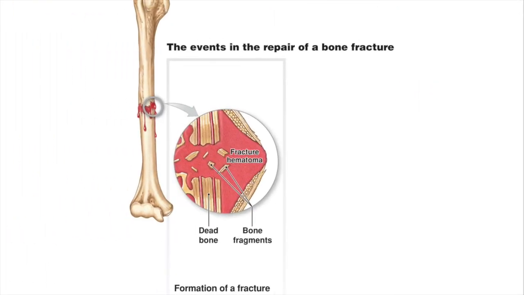Okay, bones can break or fracture, but they repair themselves relatively quickly because they have a very good blood supply. So the first step in fracture repair is hematoma formation, and this is basically a large blood clot. Because of all the blood supply, when a bone breaks, it breaks a lot of blood vessels and there's a lot of bleeding. So the first step is this blood clot or hematoma formation.